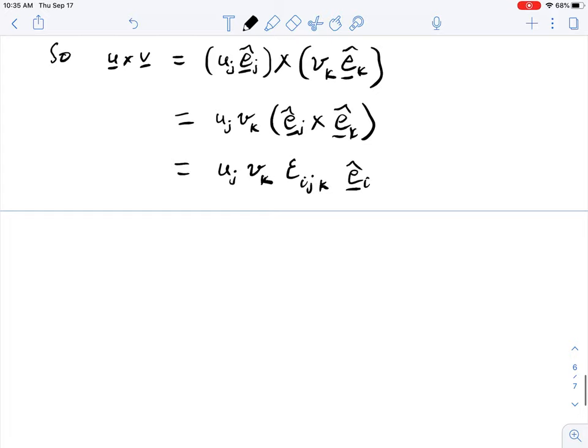So that's the same thing as, I think it always looks a little nicer, or maybe you don't miss things if you put your epsilons and your deltas out at the front of the terms and order them in a way that makes sense. So epsilon ijk u_j v_k e_i. I tend to try to order things this way when I have an epsilon, where i is the free index.